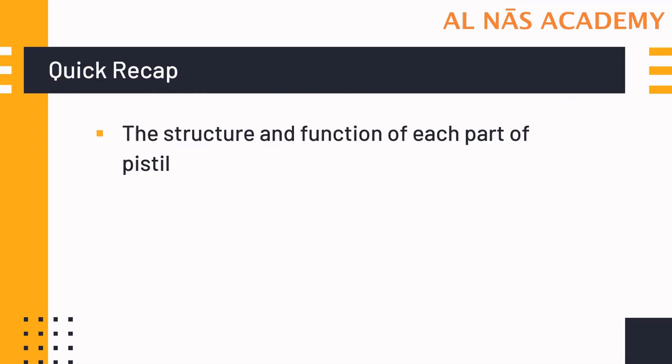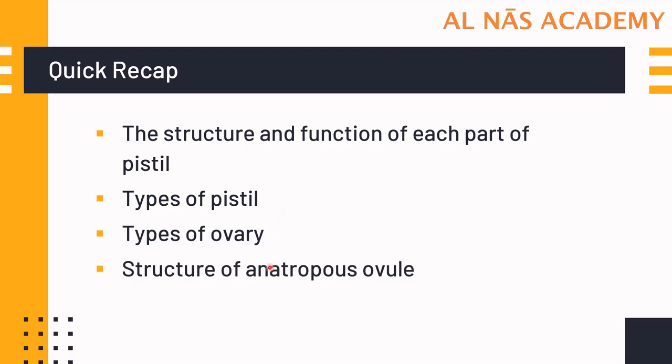Let us do a quick recap. We have studied the structure and function of each part of the pistil, that is style, stigma and ovary. We have also discussed the function of each of them. We have also studied the types of pistil or carpel, where we studied apocarpous and syncarpous. We have discussed the types of ovary, uniovulate and multiovulate. We have studied in detail the structure of the Anatropous ovule, which is most common in angiosperms and is an inverted ovule. We have also studied the types of ovule. There are 6 types of ovule that we have studied.